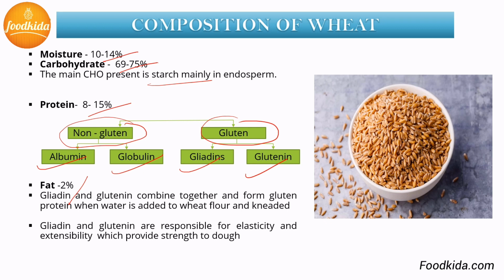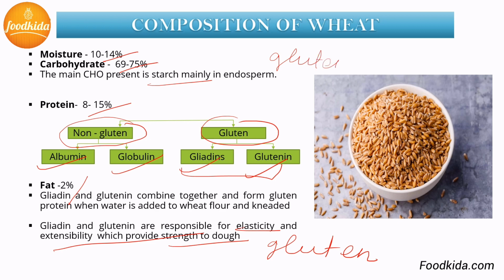So when water is added to the flour and kneaded, dough is formed, and the proteins gliadin and glutenin present in the wheat combine together and form gluten, which is responsible for the extensibility and the elasticity of the dough, which provides strength to the dough. So if ever asked what is the name of the protein present in wheat, then you have to always answer gluten is the protein which is present in wheat.